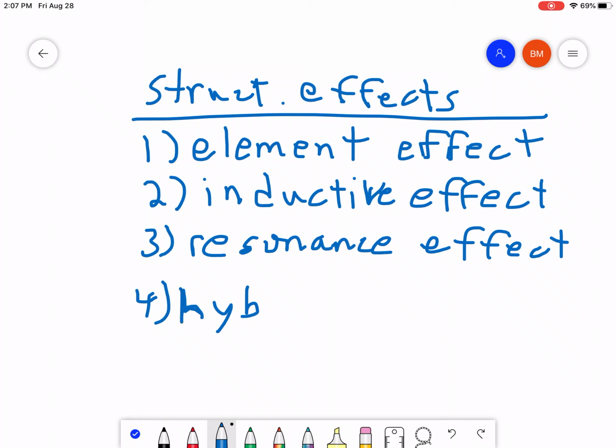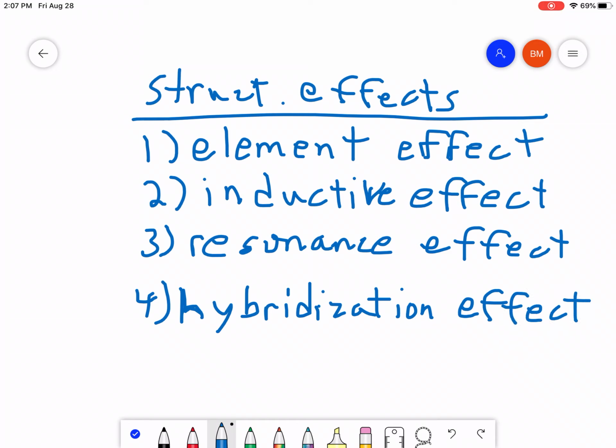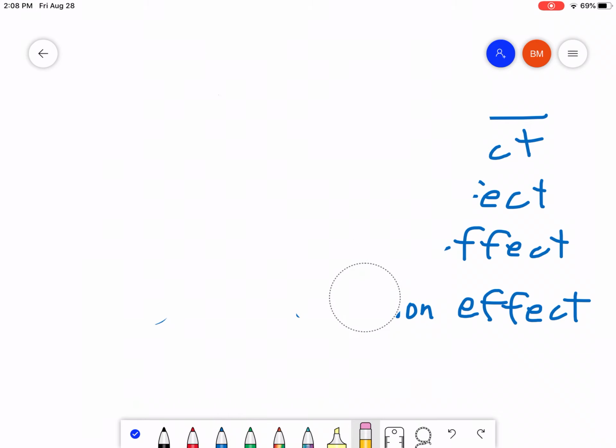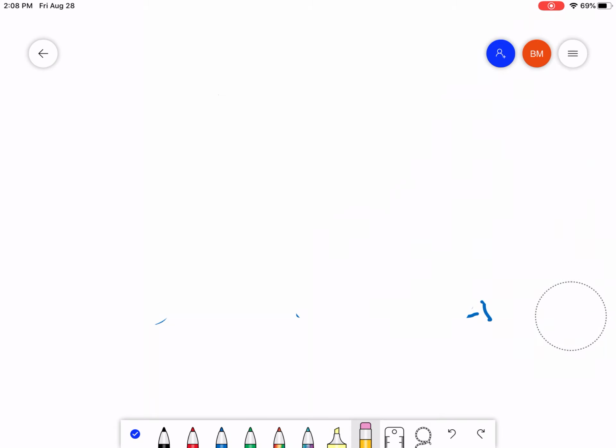And you might get an indication from looking at some of these names. We just went over in chapter 1 resonance and hybridization. Electronegativity is going to play a part in a couple of the effects. You can see where all this stuff starts to tie together. So these are the four effects. And basically there's a process that you can go through to see if any of these effects are active in a given example or not.